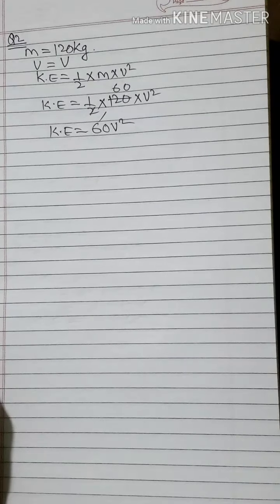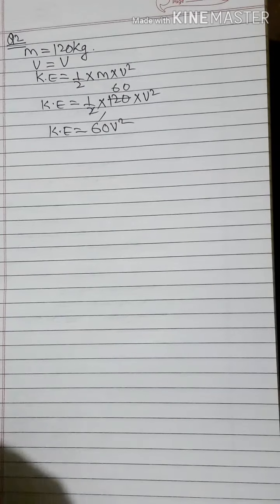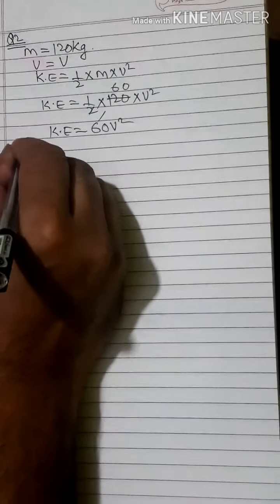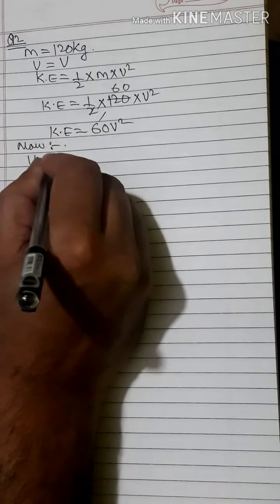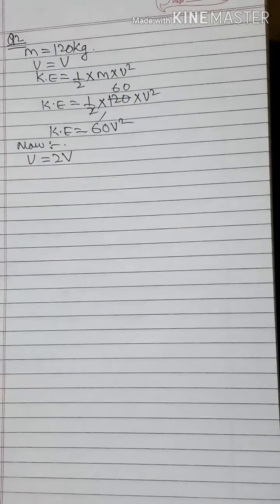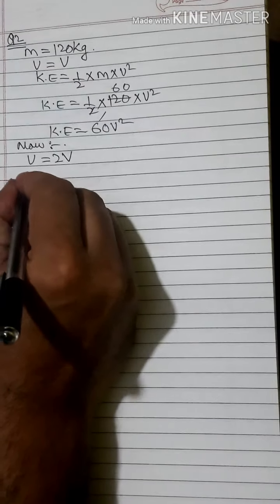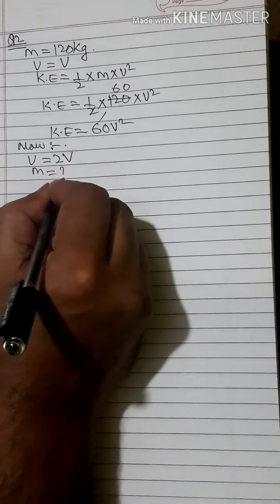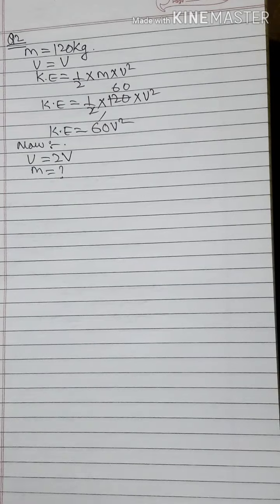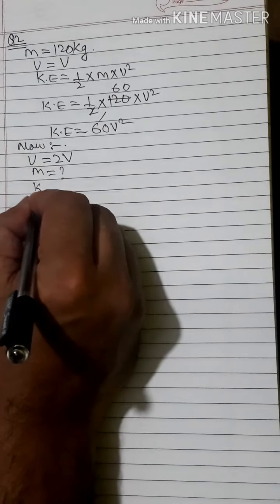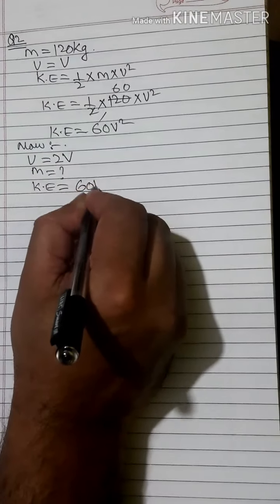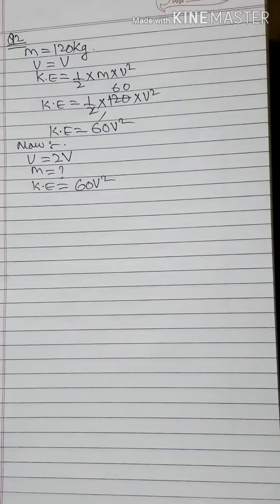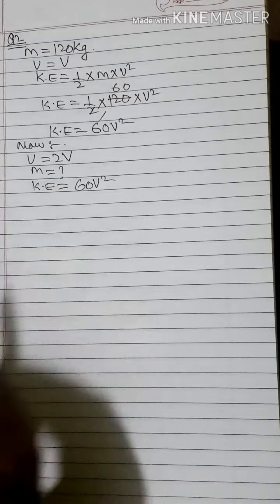Now what does the question say? If its velocity is doubled, what is happening to the velocity? The velocity is double. That means the velocity is becoming 2v. We have to find by how much the mass has to be decreased, and the kinetic energy is remaining the same. The kinetic energy has to remain as 60v square, which was in the first case.